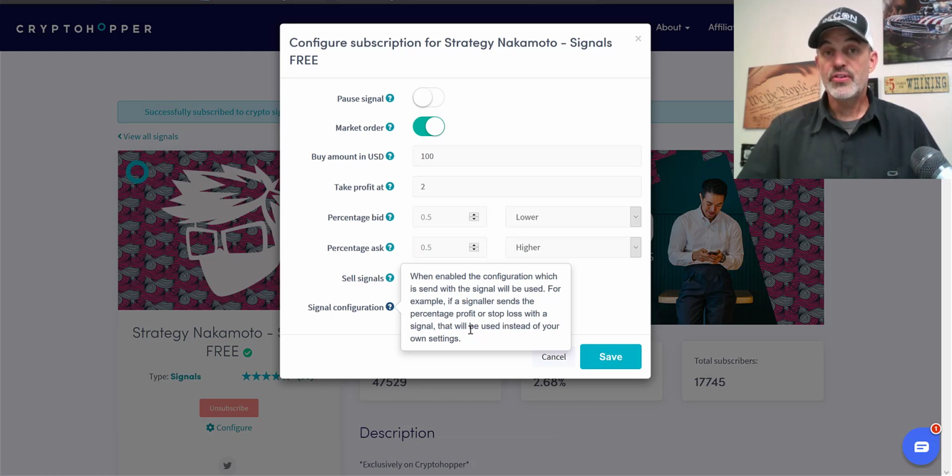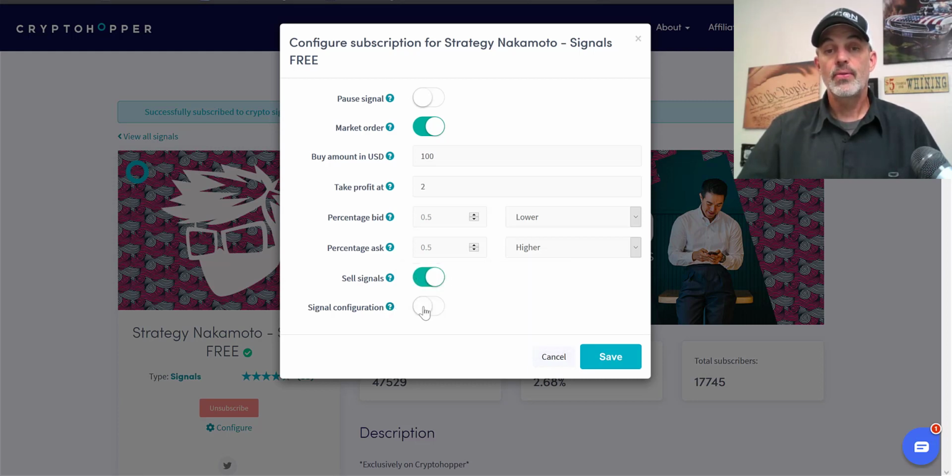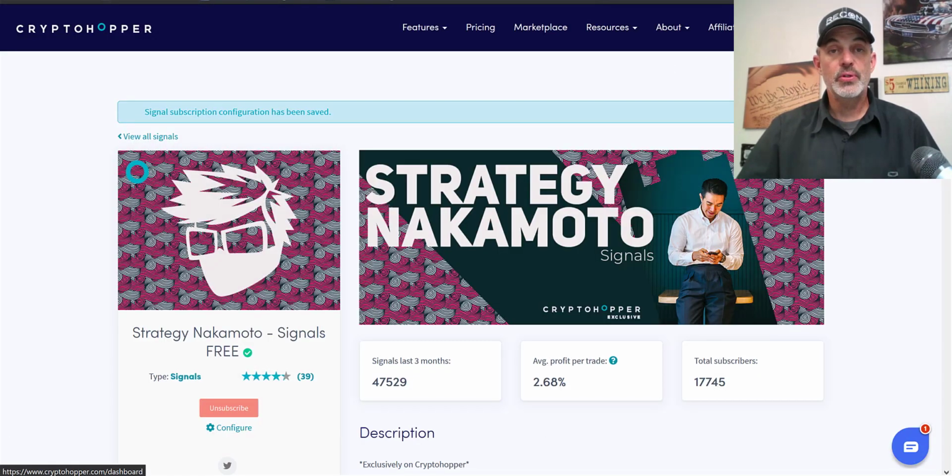Now, this is very dangerous. Using someone else's stop loss, they may have a stop loss of 10% with a profit of 2. That risk versus reward is horrendous. But I'm not going to limit this at all, in the beginning anyway. And I'm going to let it run with their settings. So we'll go ahead and hit save. And we'll jump back to the dashboard.